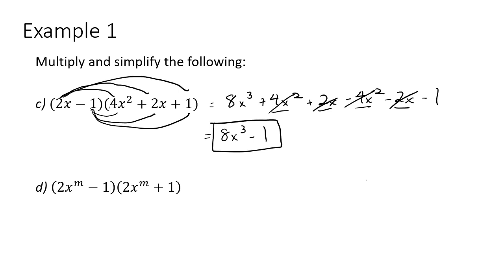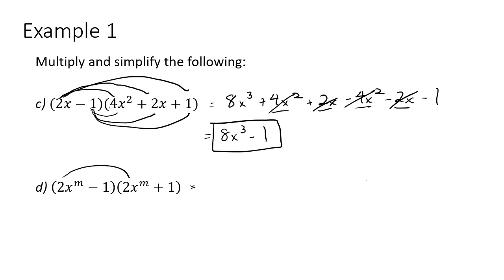And then last but not least, for part D, we've got 2x to the mth power minus 1 times 2x to the mth power plus 1. So this is just foiling again. Binomial times a binomial, but now we're going to have to use properties of exponents a little bit more because we're dealing with variables in the exponent instead of numbers. Although we're technically just using the same properties of exponents, you actually just have to think about it a little bit differently. So to begin with, first terms, 2x to the m times 2x to the m.